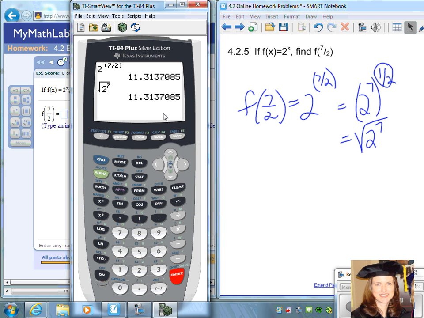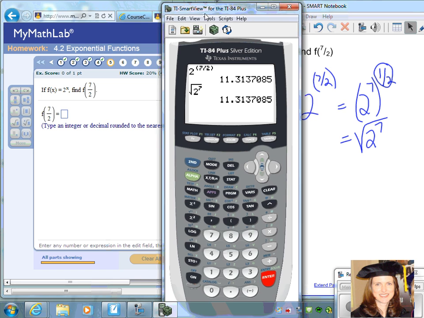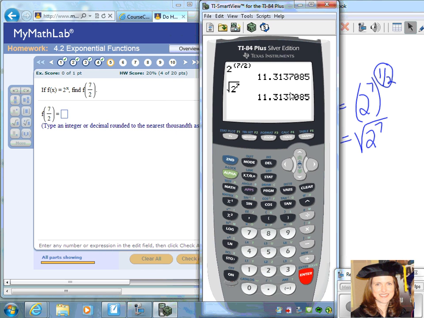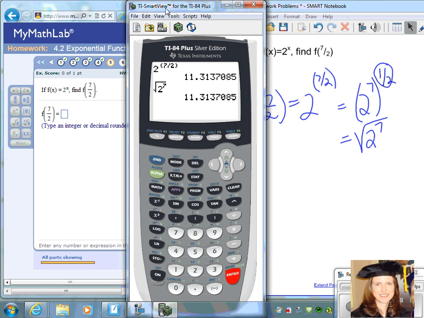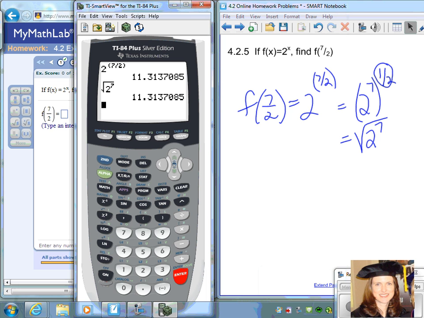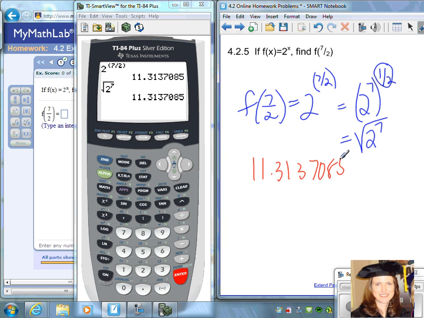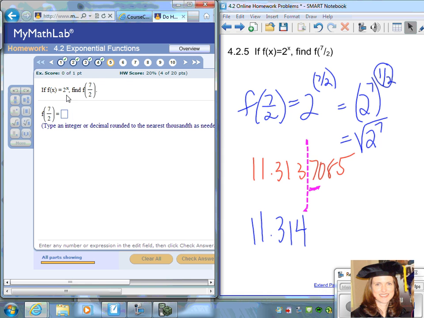So when we round this to the nearest thousandth, that's 3 decimal places. We have 11.3137085. We're going to round to the nearest thousandth, so that's going to be 3 decimal places. Because this number, 7, is greater than 5, we are going to round it up. So 11.314 would be our rounded answer. And we can check that.